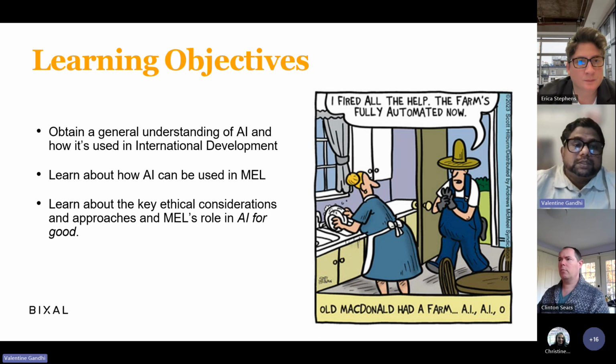So these are the learning objectives: a brief understanding of what AI is, some examples of how it's used in international development, and specifically in AI for MEL, and ethical considerations, especially MEL's role, or our roles, to be truly a catalyst in these emerging trends of utilizing AI.